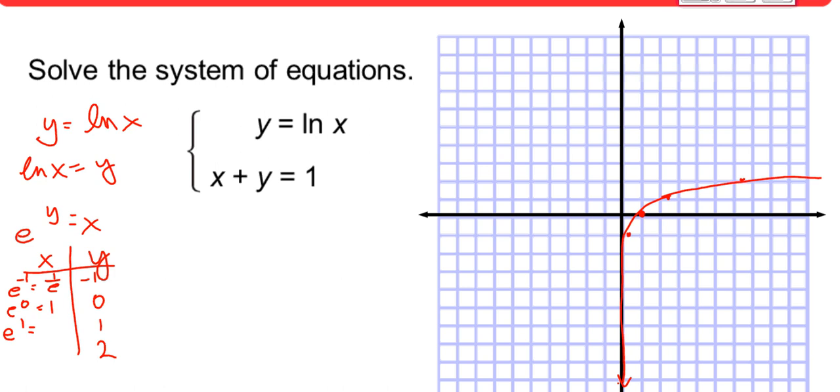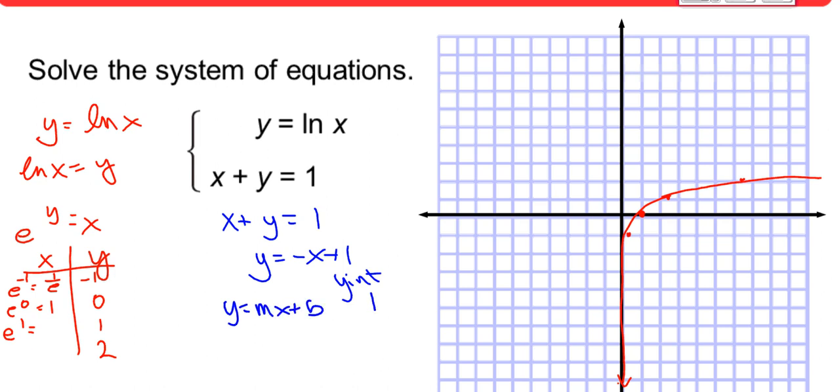Then our other curve, x plus y equals 1. So y is -x plus 1. I'm going to graph this linear equation. What's the y-intercept? 1. The y-intercept is b in y equals mx plus b, and it's 1. And what's the slope? -1. So I can start at 1, and then my slope is -1.